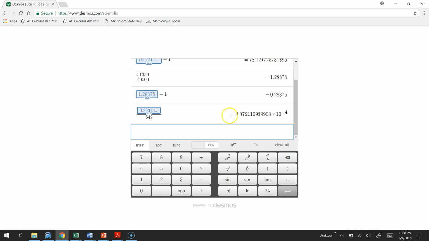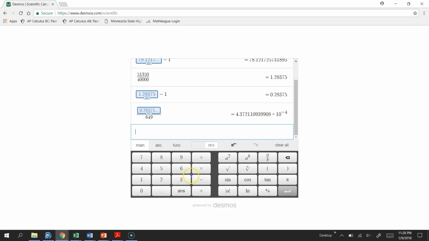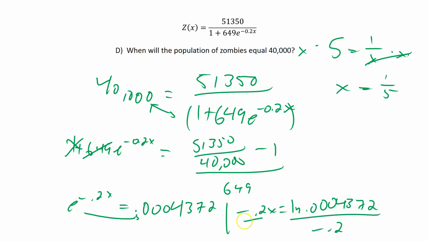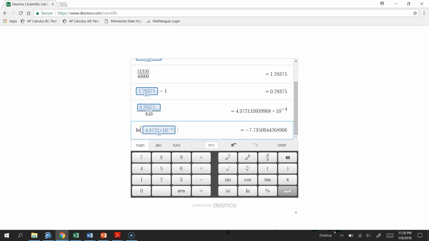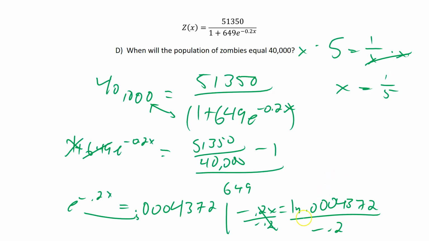E to the negative 4 means it's 0.0004. So I have 0.000437. Now to undo an e to a power, we're going to take the natural log, right? So we're unbumping this. So we have negative 0.2x is equal to natural log of 0.000437. Last step will be divide by negative 0.2. That'll solve for x. All right, so let's take the natural log of our answer there, and then we're going to take that and divide by negative 0.2.